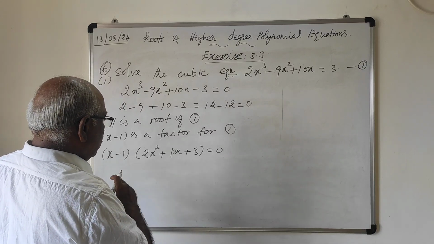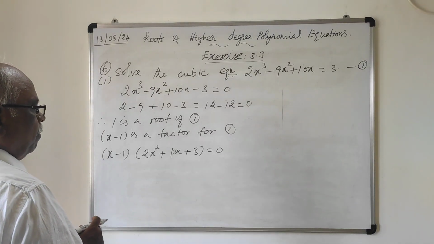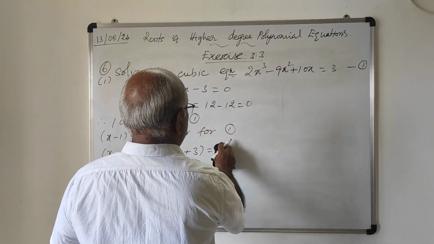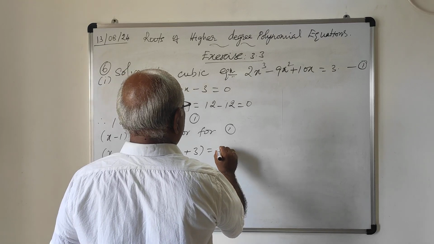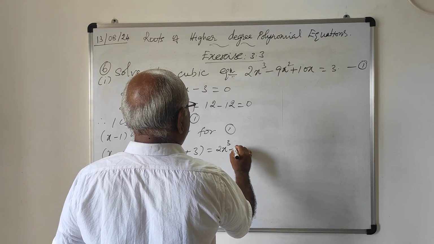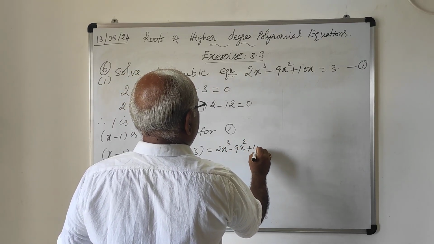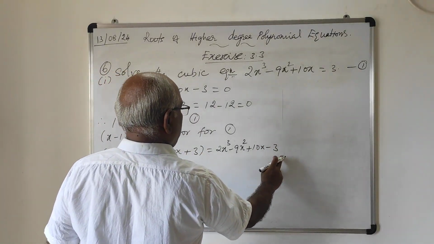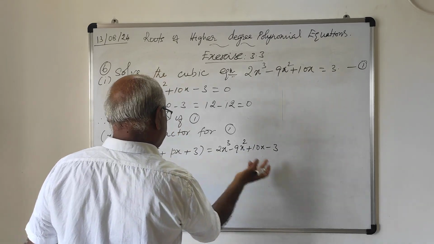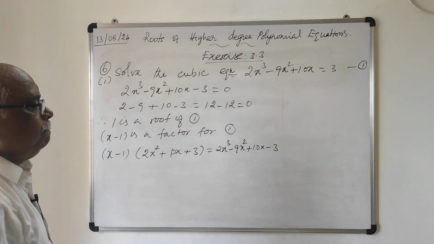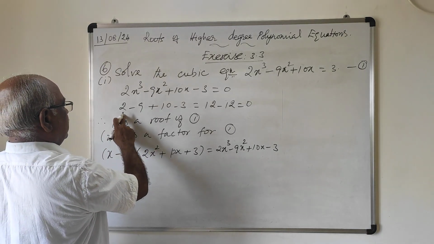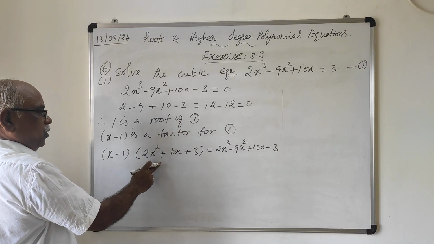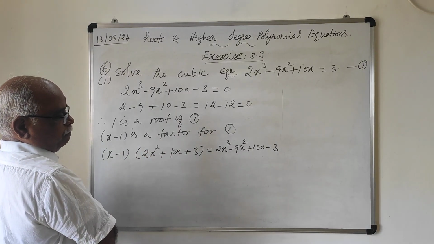This is the factor for the equation 2x cube minus 9x square plus 10x minus 3. This equation can be expressed in terms of factors like this. x minus 1 is a factor because the sum of all the coefficients is 0. Therefore, x minus 1 is a factor. The other factor you can write as 2x square plus px plus 3.